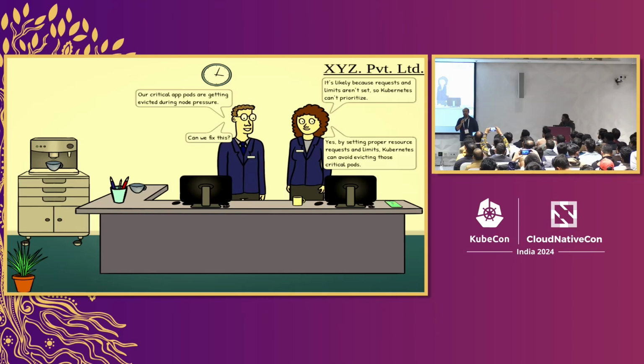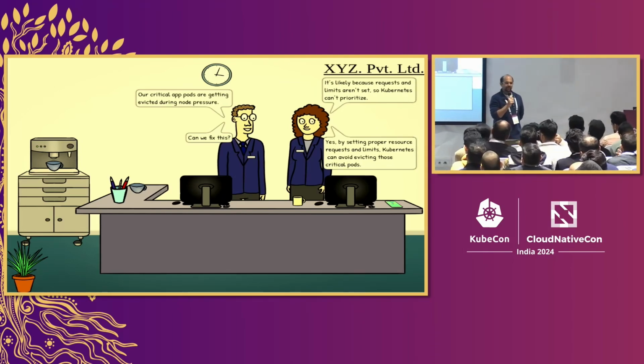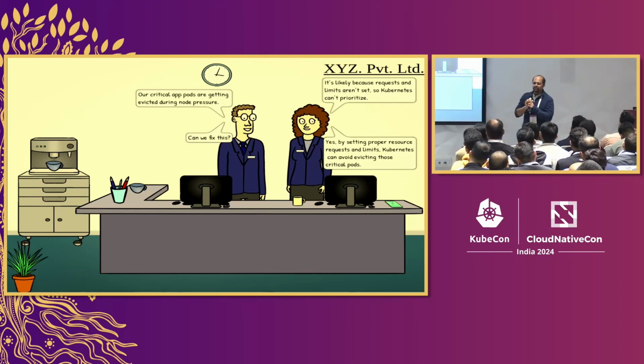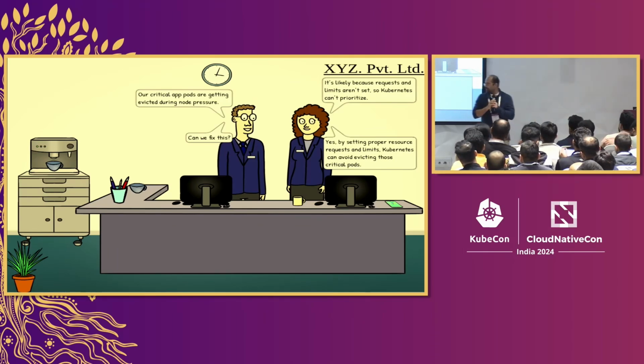Now what these guys are facing is their pods are getting evicted and they have come back to the engineer. What can be the reason? Why are my pods getting evicted due to node pressure? So what can be the fix for this? It turns out the engineer finds that the deployments or the workloads being deployed do not have CPU and memory requests configured at all.